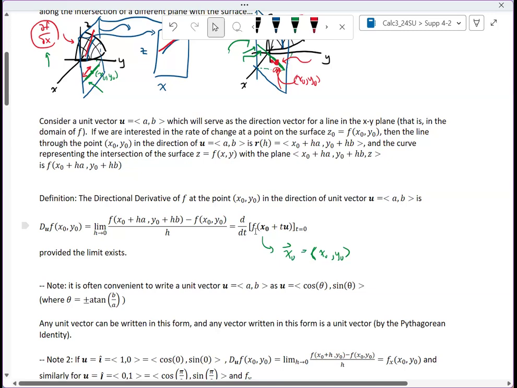We'll see why it's really nice to write this in this vector form in a little bit. It makes generalizing this idea so much easier. So we could take f of x naught plus tu, the derivative of that with respect to t, and then evaluate that at t equals 0. And that's saying the same thing that we have over here. And this is, of course, provided the limit exists.